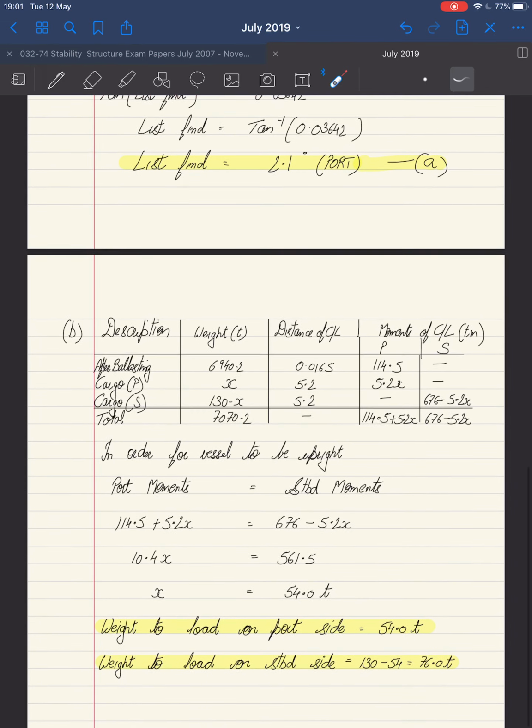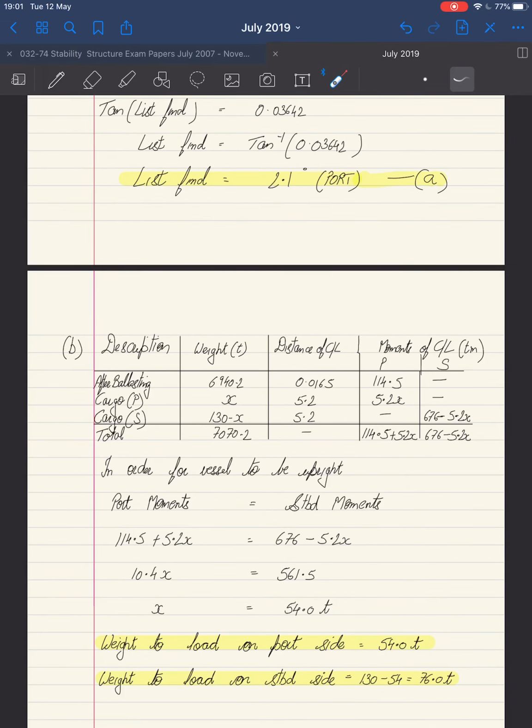Part B of the question asks us to calculate the weight of cargo to load on each side so that the ship completes loading upright. For calculating this, we'll make another GGH table, which has the following columns: description, weight in tons, distance of center line in meters, moments of center line in tons meter in port direction, and moments of center line in starboard direction, also having a unit of tons meter.